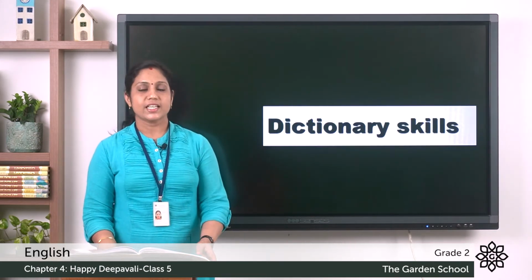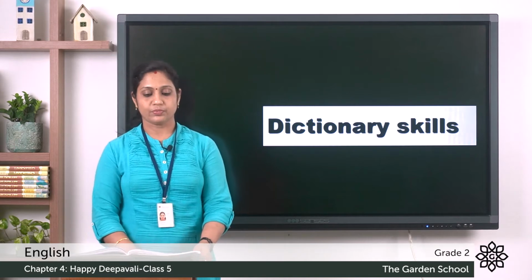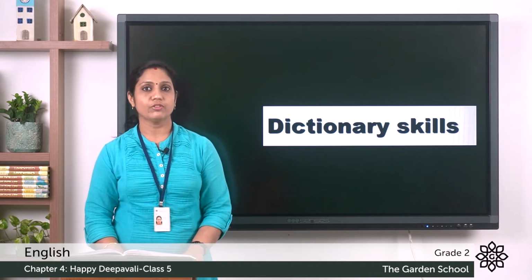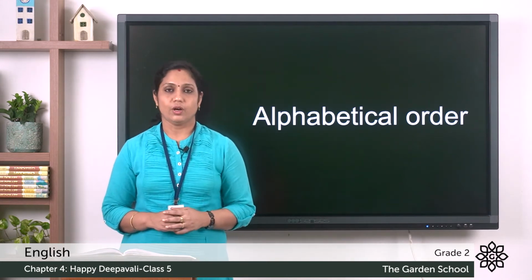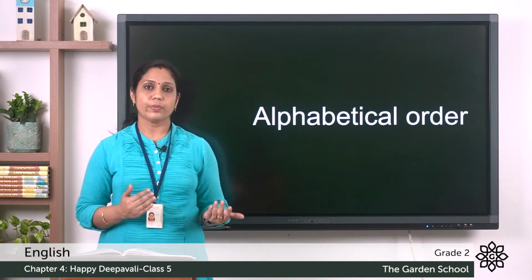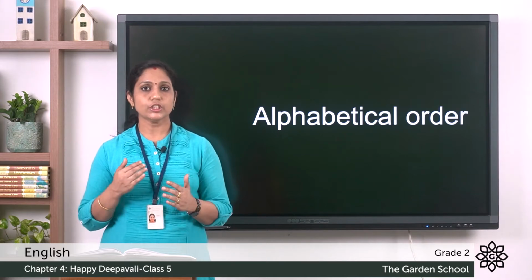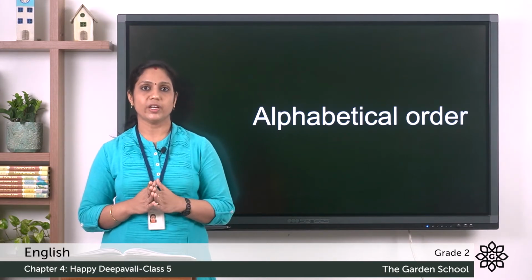Let's move on to our next exercise, dictionary skills. In the dictionary skills, we have to learn alphabetical order. So what is alphabetical order? We have learned alphabetical order in our previous chapter itself. Today, let's revise what we learned in our previous class.